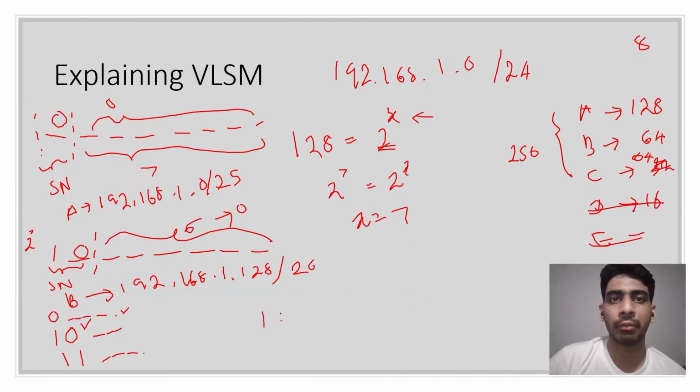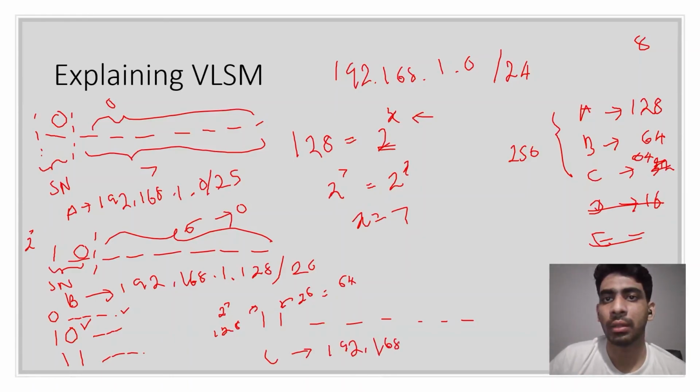So it will be 1 1 and 6 vacant digits. This will be 2 to the power of 7, and this will be 2 to the power of 6. So 128 is equal to 128, and this is equal to 64. So 128 plus 64 will be 192. So the next address, network C, will be 192.168.1.192, and here also we will be using 2 bits for subnetwork IDs, so 24 plus 2 makes 26.